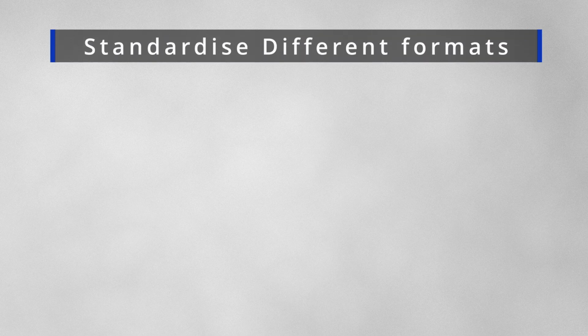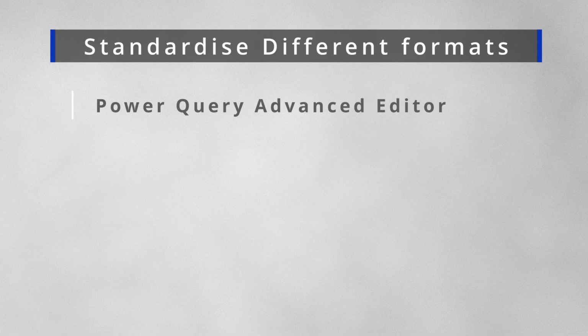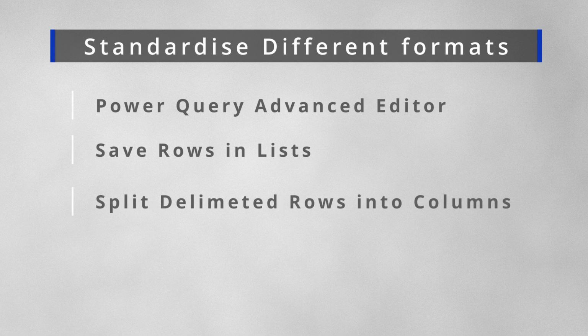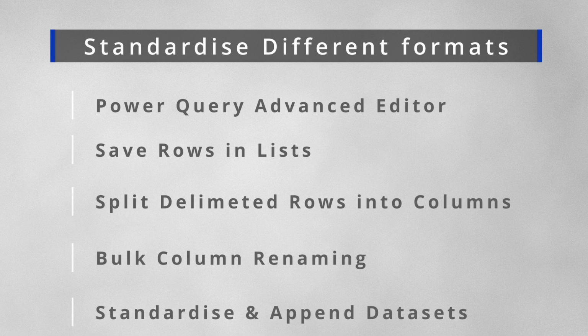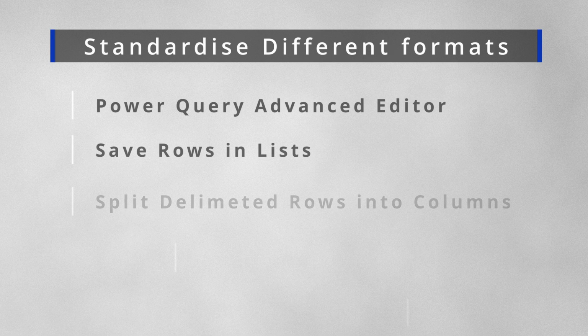In today's video, we're going to be shedding the light on how we can use the advanced editor within Power Query in order to carry out a number of tasks, including saving specific rows and lists, splitting rows into a number of columns using a delimiter, and bulk renaming of columns from one table using columns from other tables. And also we're going to be shedding the light on how you can convert irregular data into standardized data formats and then append various datasets in one.